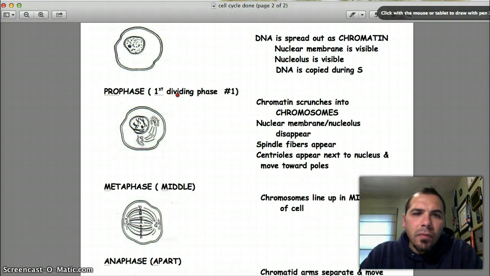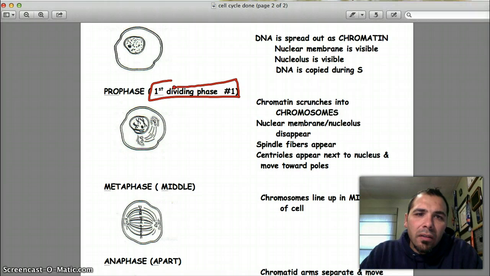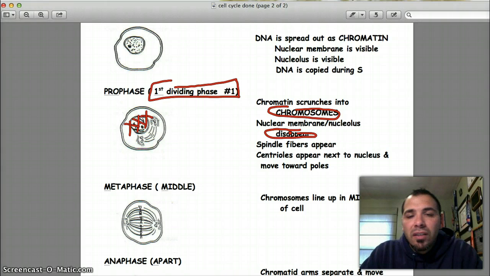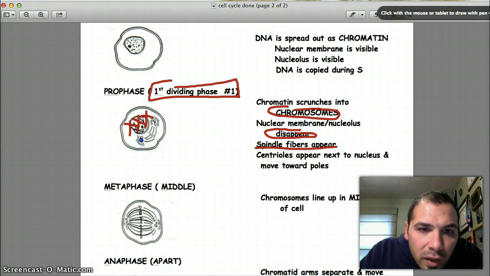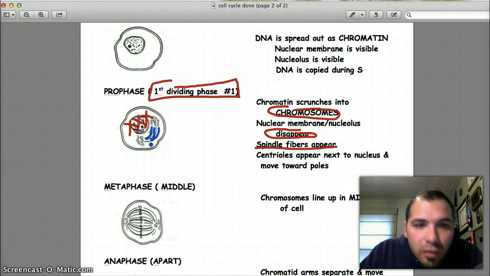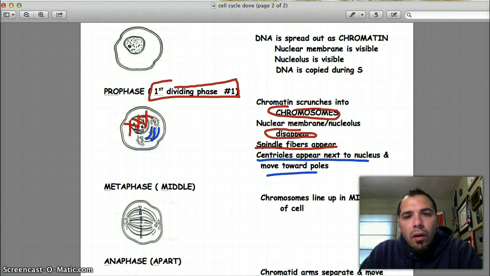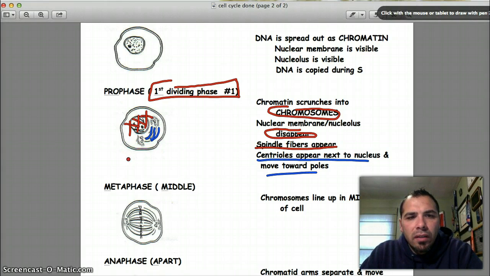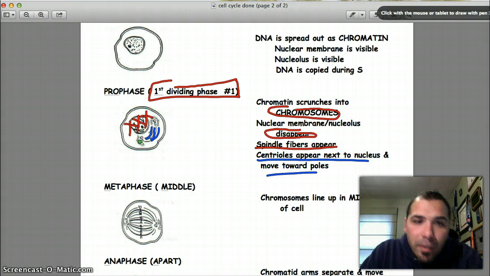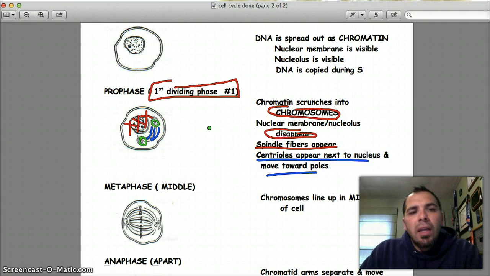Prophase is the first dividing phase. Chromatin scrunches up and forms chromosomes. I don't know if you can see those little X's in there. They look like X's. Those are chromosomes. The nuclear membrane will disappear. It's starting to break up. These things called spindle fibers appear. So if you look here, these blue things I'm drawing over are spindle fibers. Centrioles appear next to the nucleus and move towards poles. So let me do a different color. The white's not going to be good. Let's try green. There's your centrioles. And so in prophase, a lot's going on because a lot of this new stuff is appearing.